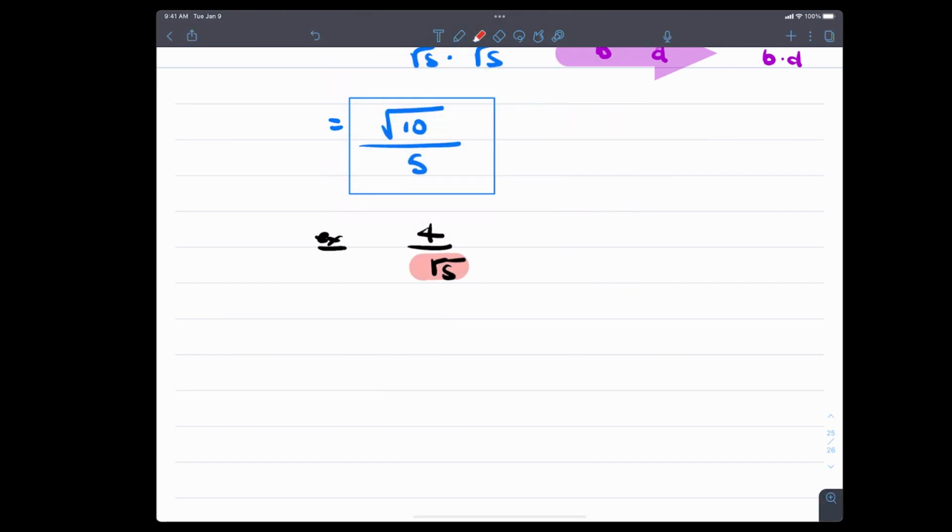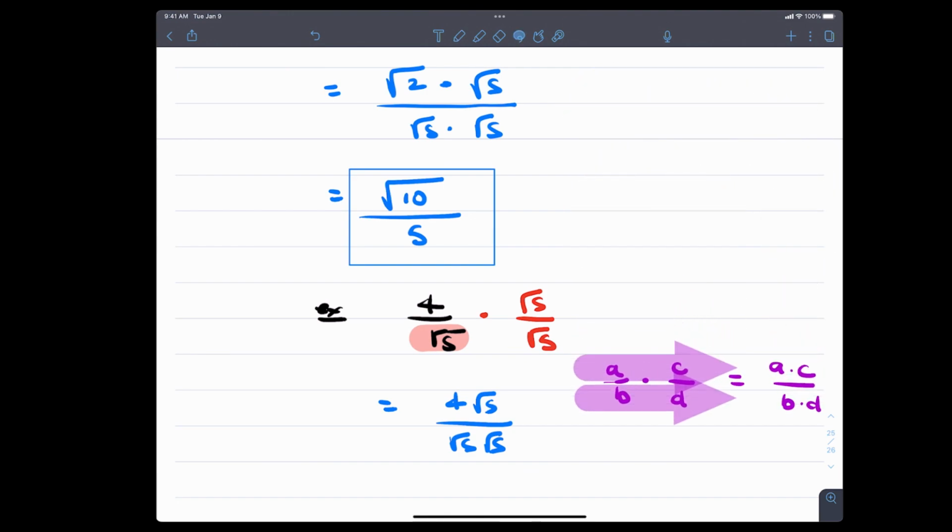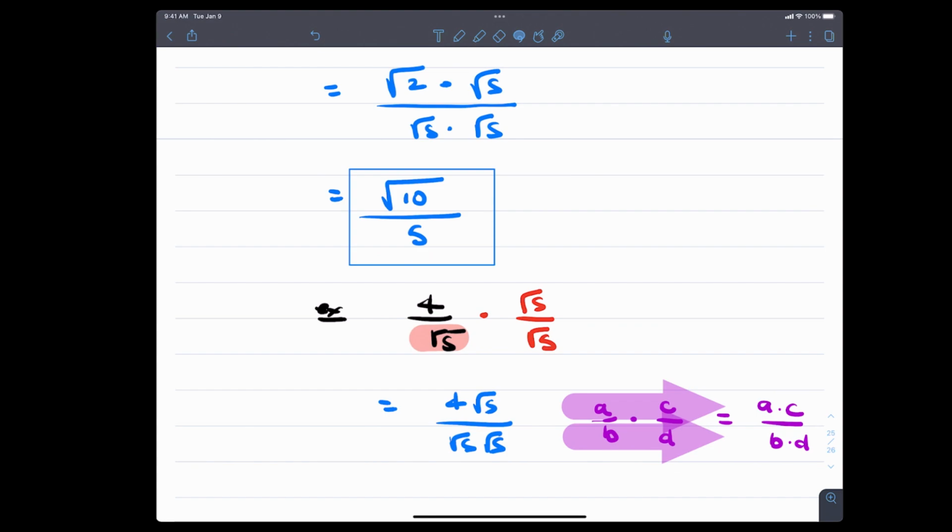You're going to rationalize the denominator. So you're going to multiply top and bottom by what? Not 5, by the square root of what? 5. Good. By the square root of 5. Good. So this is 4 times the square root of 5 over square root of 5 times the square root of 5, because you're going to use your multiplying fraction what? Algorithm.